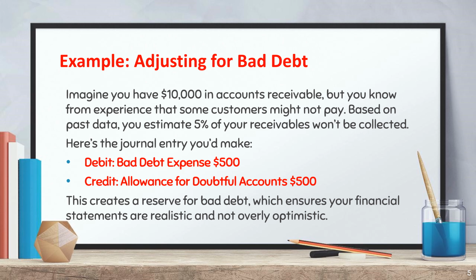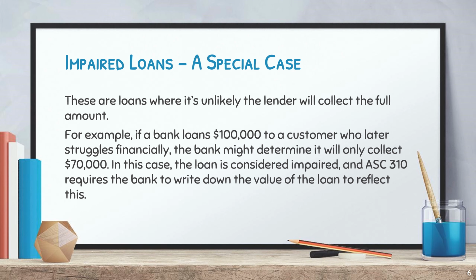Now let's talk about a special case covered by ASC 310, impaired loans. These are loans where it's unlikely the lender will collect the full amount. For example, if a bank loans $100,000 to a customer who later struggles financially, the bank might determine it will only collect $70,000. In this case, the loan is considered impaired, and ASC 310 requires the bank to write down the value of the loan to reflect this.